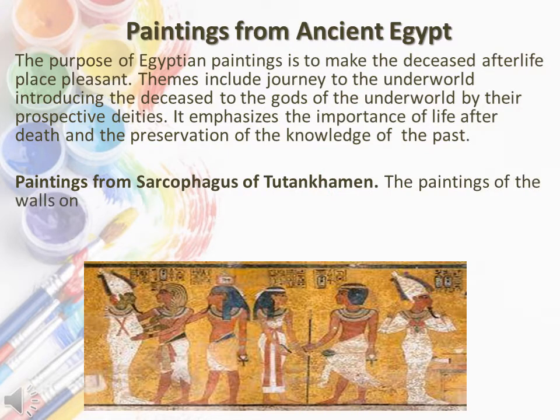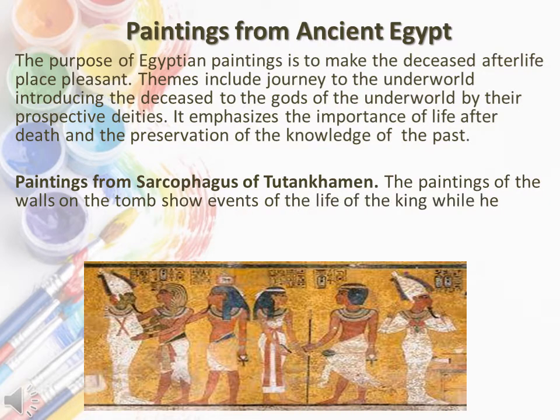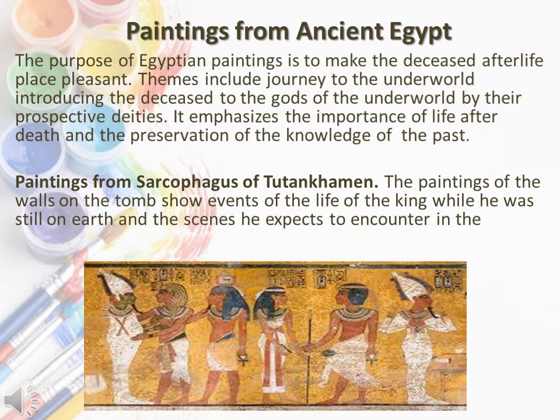Paintings from the sarcophagus of Tutankhamun. The paintings on the walls of the tomb show events of the life of the king while he was still on earth, and the scenes he expects to encounter in the underworld after his death.